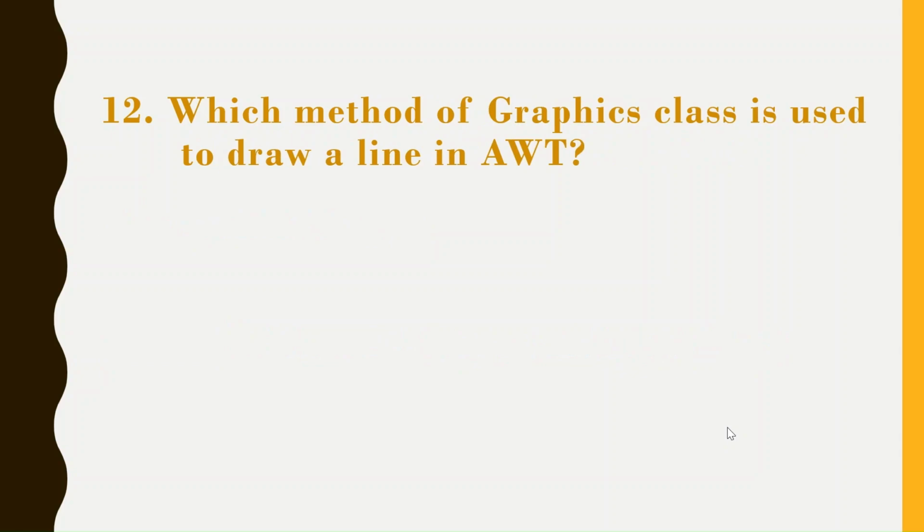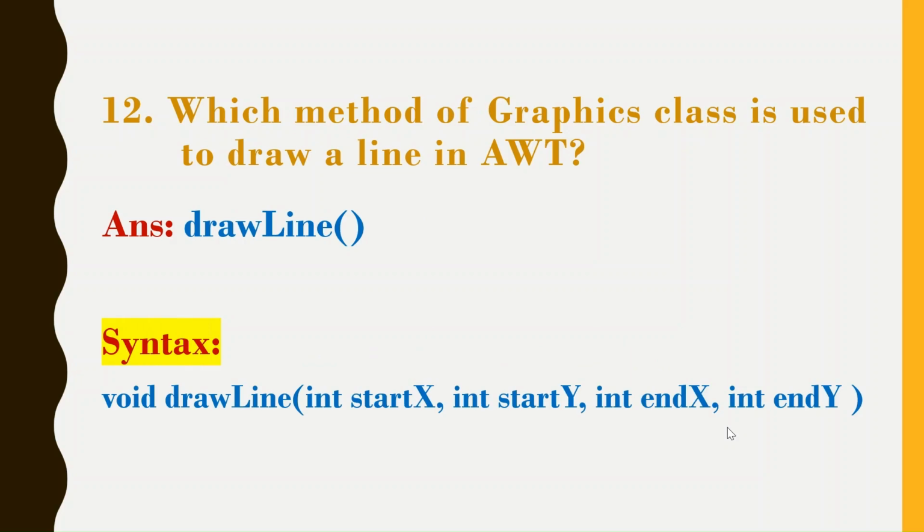Which method of the Graphics class is used to draw a line in AWT? We have a method called drawLine. If you look at the syntax, void drawLine, here we need to give the starting x and y coordinate from where your line is going to start, and the ending x and y coordinate, till where you need to draw the line. Because as I said, the applet viewer, which is nothing but a content element for the applet, is working with pixels. And in order to identify the starting and ending points, we need to go with a combination of x and y coordinates.